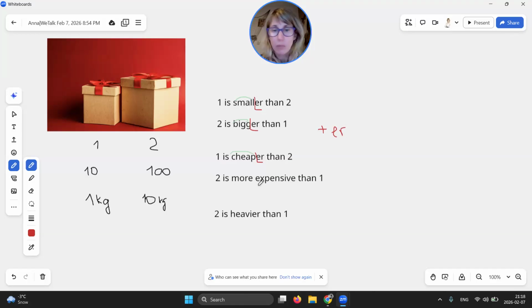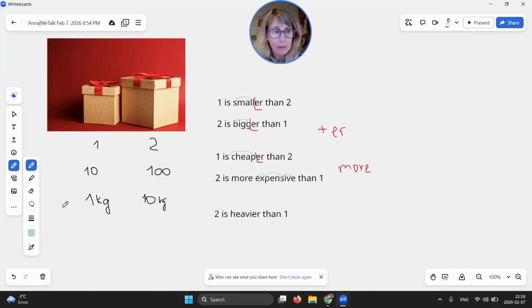But here, more expensive, you don't have ER. And that is because the word expensive doesn't consist of one syllable. These parts are called syllables. Expensive, 3 syllables. But 3 syllables, yeah, not one, but more than one. And in these cases, when we have more than one syllable, we use the word more, like more expensive, more interesting, more boring, or more difficult.